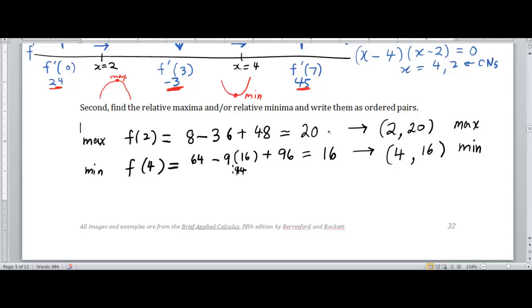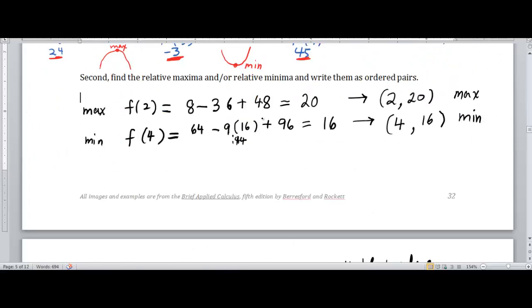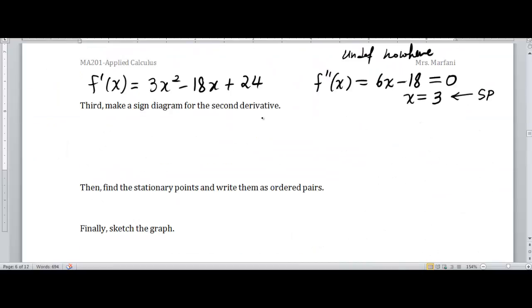When we see rational functions, you have to also take where the derivative is undefined, or the second derivative is undefined, to find these stationary points and critical points. Okay, so let's make a sign diagram for the second derivative.